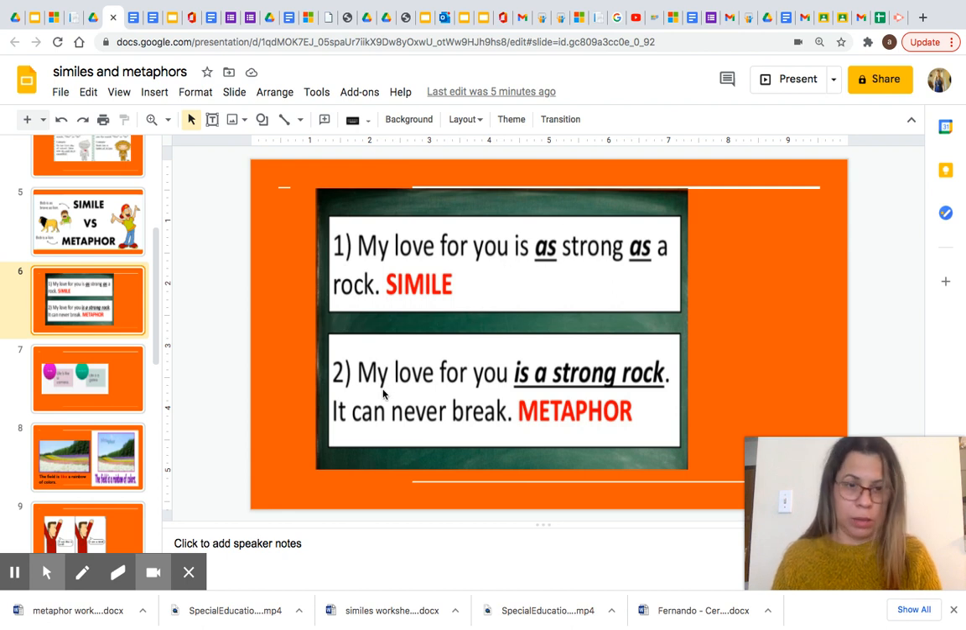In the second example, it is a metaphor. So I converted this simile to a metaphor. My love for you is a strong rock. It can never break. This is a metaphor because I didn't use the word like or as.